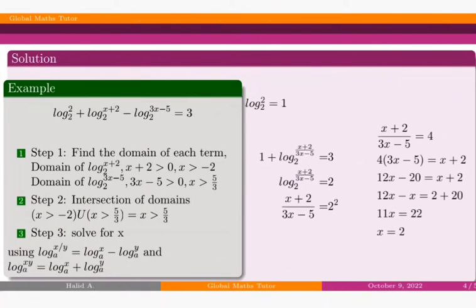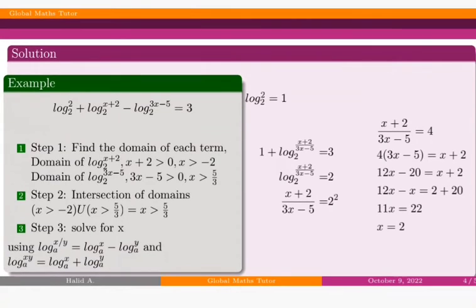This is the same as 2 to the power of 2, which is 4. Then, cross-multiplying, you will get 4 times (3x minus 5) equal to x plus 2. After solving this, you get x equal to 2.